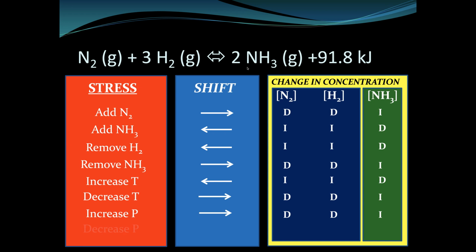The opposite is true. If you decrease pressure, you're going to shift toward the side that has more moles of gas, causing that side to increase, bringing the pressure back up again, and the other side to decrease. So whatever we add, we shift away from. Whatever we remove, we shift towards. Whatever we shift away from will result in a decrease. Whatever we shift towards will result in an increase across the board.